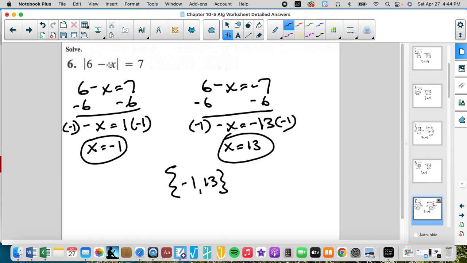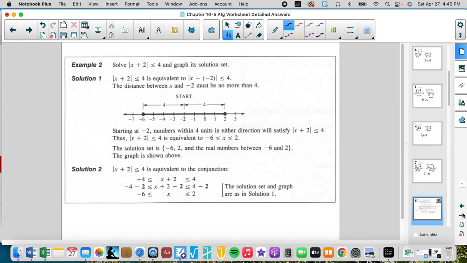Negative 1, the opposite of negative 1 makes positive 7. 6 minus 13 is negative 7. Absolute value is positive 7.